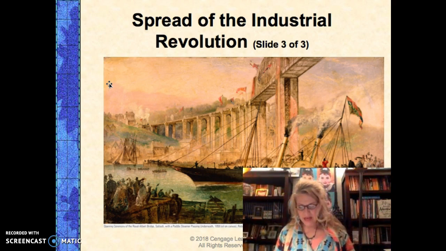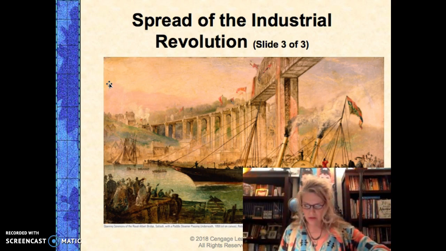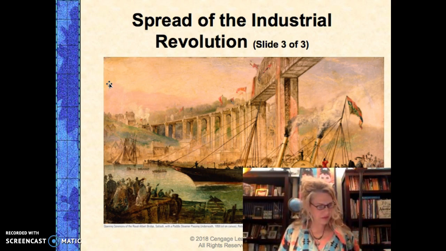Okay, women and children terribly exploited, paid just pennies on the dollar of men and worked just as hard, if not harder. Sanitation was still a huge problem in public health.